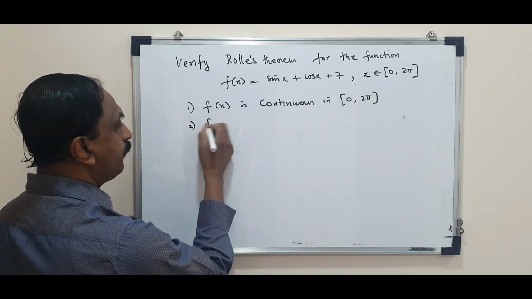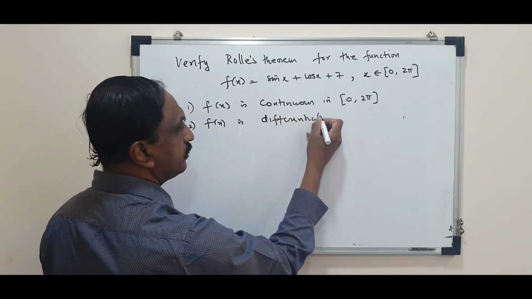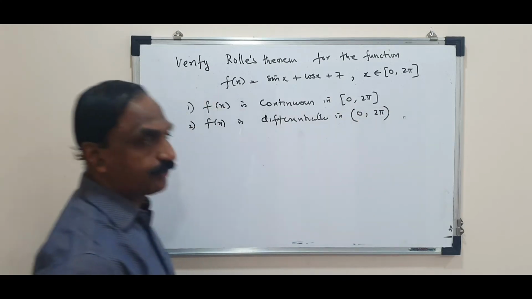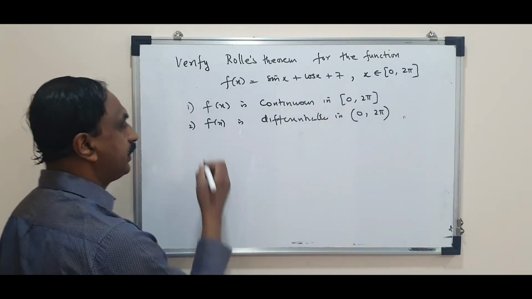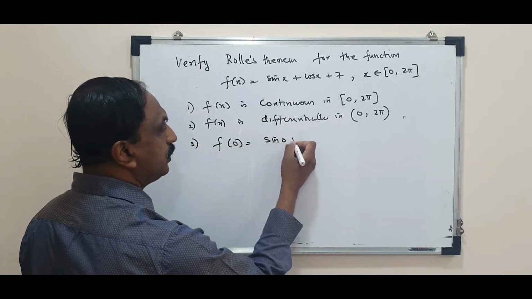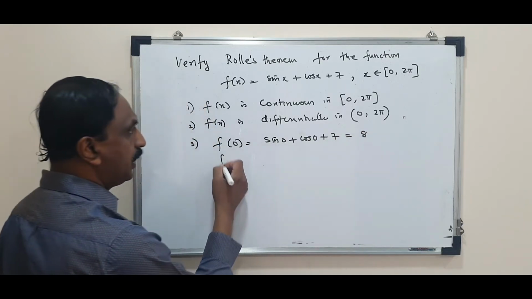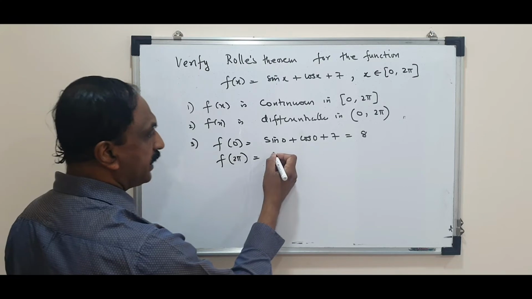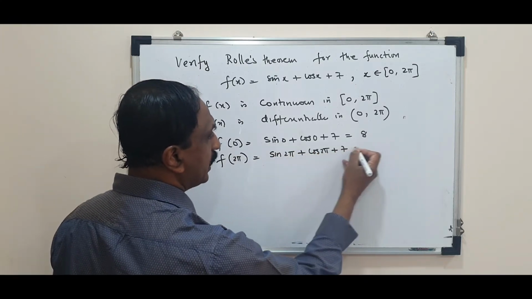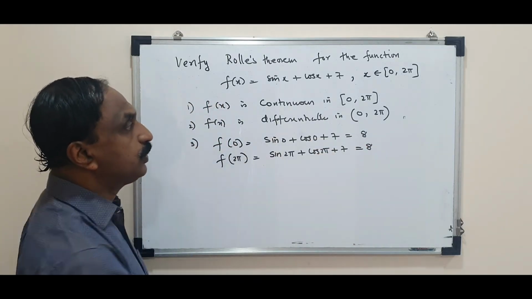Second, f of x is differentiable in the open interval 0, 2 pi. Those are the conditions of Rolle's theorem: your closed interval, your open interval. Third, f of 0 is sine 0 plus cos 0 plus 7, which is equal to 8. f of 2 pi is sine 2 pi plus cos 2 pi plus 7, which is also 8, because cos 0 and cos 2 pi are both 1 and the sines are both zero.